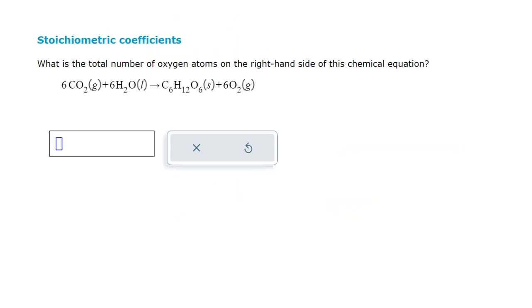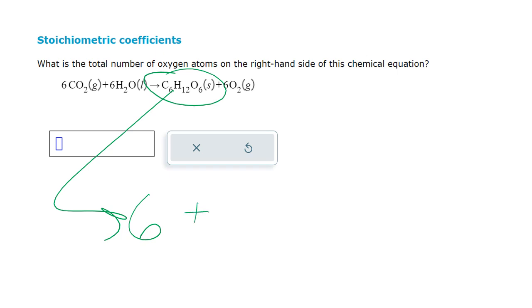We got another one of these. On the right-hand side of the chemical reaction, C6H12O6, we have 6 oxygen, that's glucose. You don't have to know that that's glucose. Oxygen, 6O2, that's 12 oxygens, so we got 18.